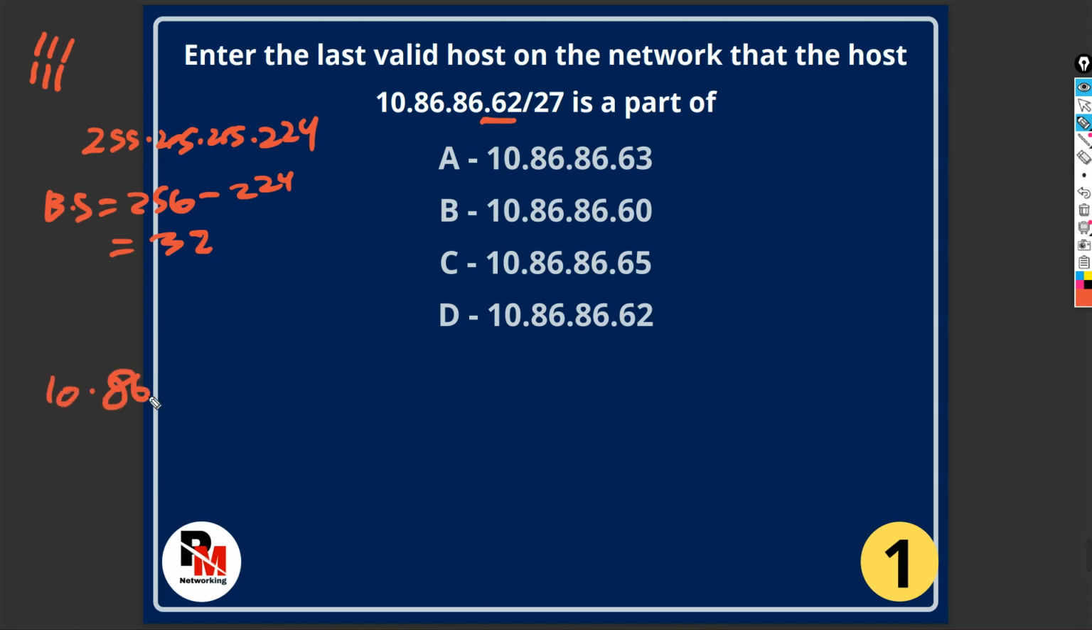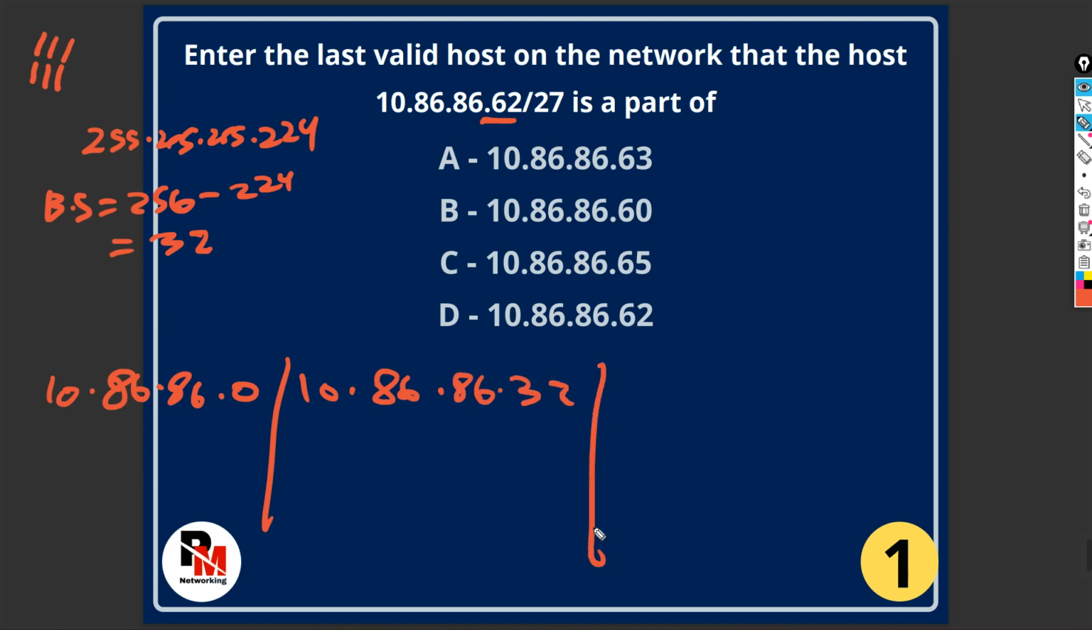Or you can find the network ID directly. First network will be 10.86.86.0. Second network will be 10.86.86.32, block size 32. Third network will be 10.86.86.64. Now tell me, this IP address belongs to which network? To this network or this network? The second network or third network? Second network. So what will be the last IP address?